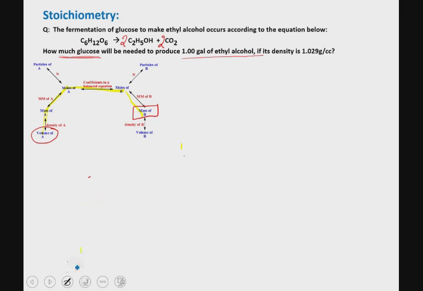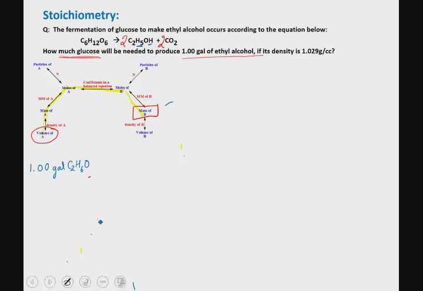So that is the path that we are going to use. Again, start with what's given always. So we are given 1.00 gallons of ethyl alcohol, C2H6O. H6 is because of H5 plus H made it H6. It's a molecular compound. So yes, we can do that.